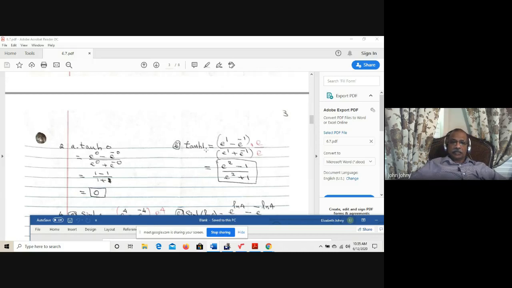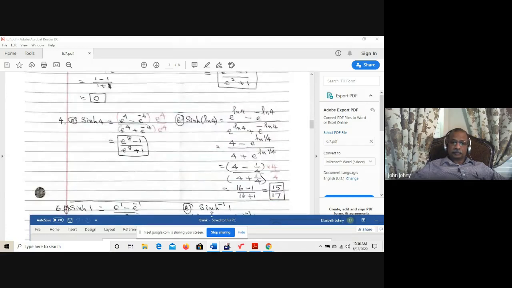B part, tan h1. That is e to the 1 minus e to the negative 1 divided by e to the 1 plus e to the negative 1. You multiply numerator and denominator by e, you get e square minus 1. E to the negative 1 is the same as 1 over e. So e cancels. You get a 1. So e square minus 1 divided by e square plus 1.